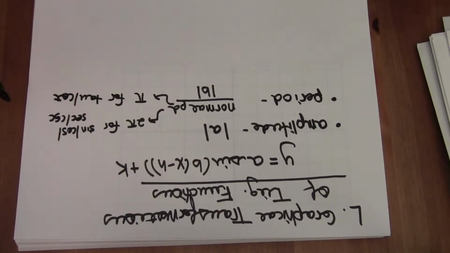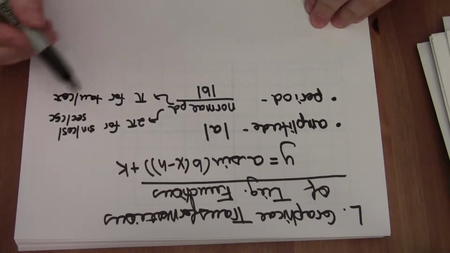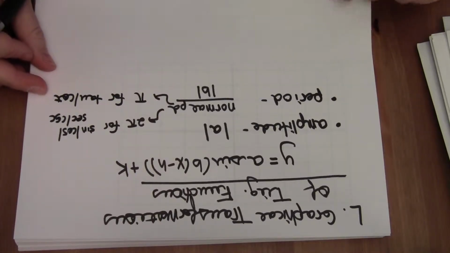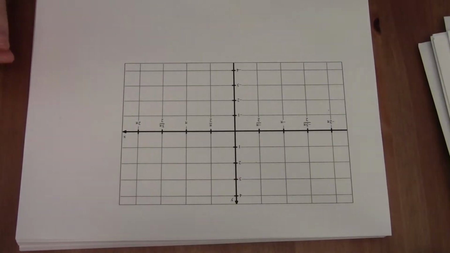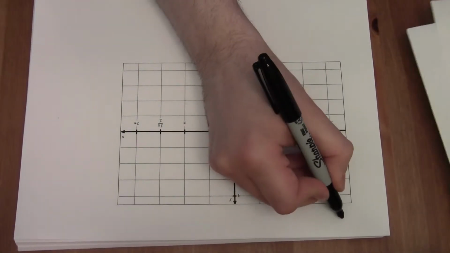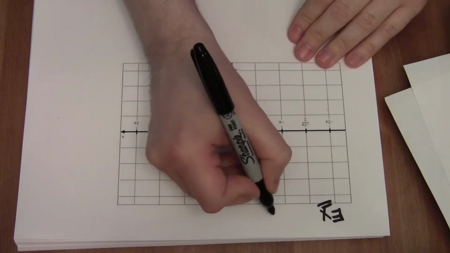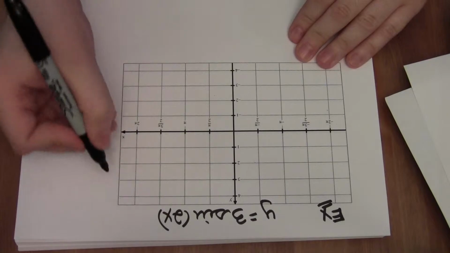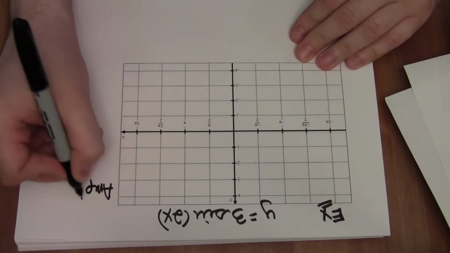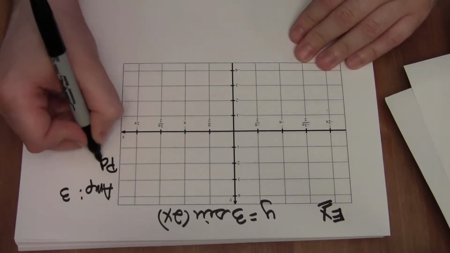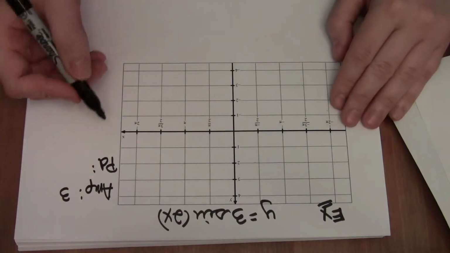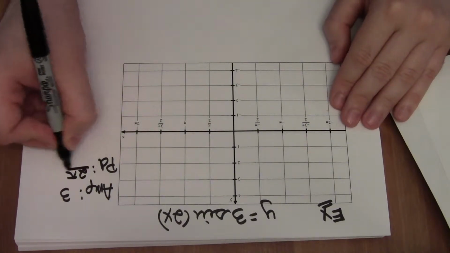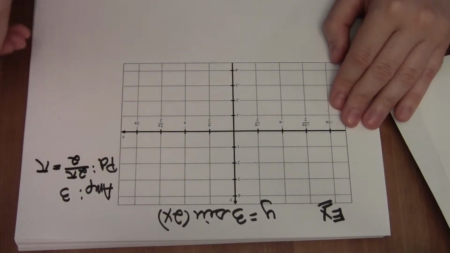What we're going to do to graph these is determine the parent function. We're going to try to immediately apply our new amplitude and period and sketch the new function, and when we're done, we'll deal with any vertical or horizontal shifts. The first example we're going to look at is y equals 3 times the sine of 2x. My amplitude is 3, and my period is, well, this is a sine, so my normal period would be 2 pi, so the period here is going to be 2 pi divided by 2, or pi.